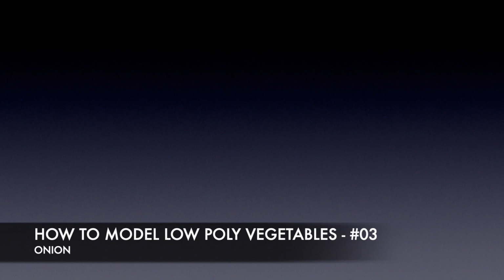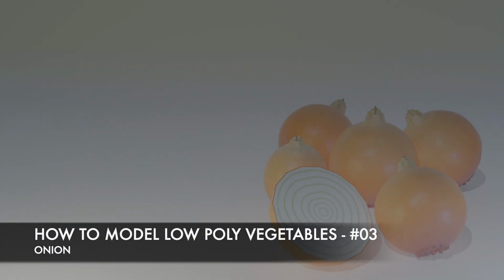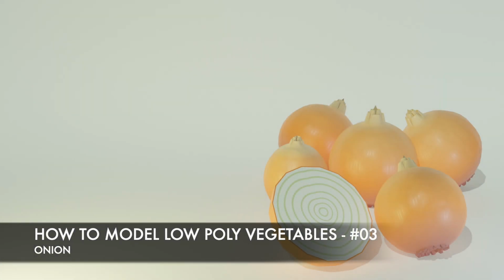This is part 3 and today we're going to model an onion. This is the finished object that we're going to make, and as always I designed this so we can follow very easily.